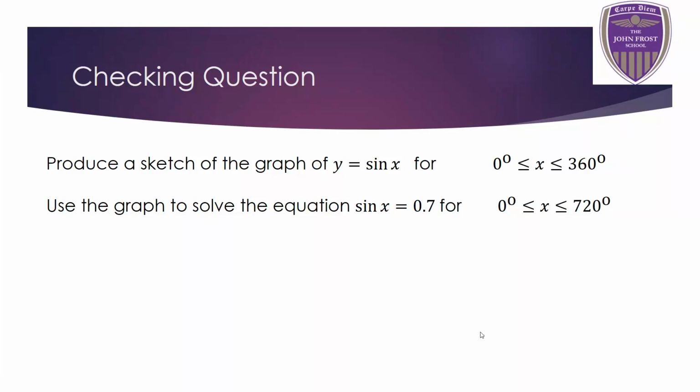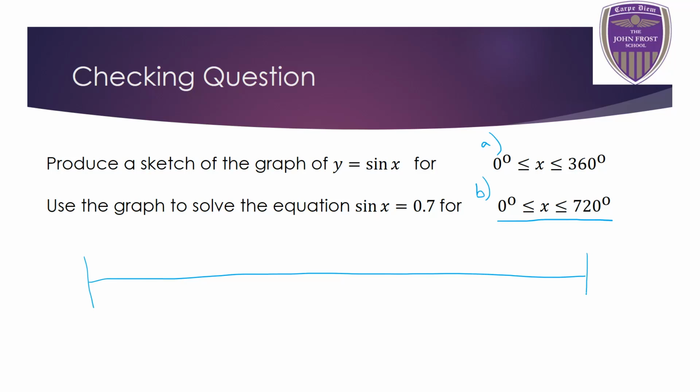Second question then. So produce a sketch of the graph first, and then use the graph to solve the equation sine x is 0.7, but this time in the range up to 720. So this one is just going to be what we've done in all of the others. So the same sketch, and then the next one is a little bit harder. So you know what A looks like. I'm just going to do part B. Press play when you're ready for the answers. So for part B, just going to make it a little bit longer, that's all.